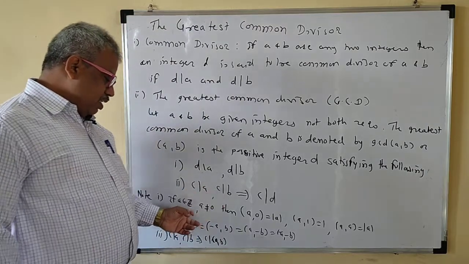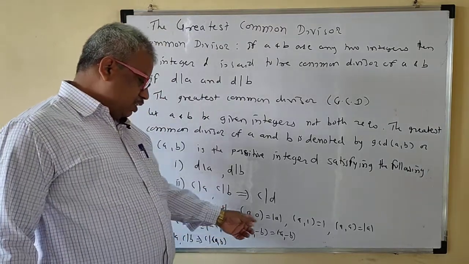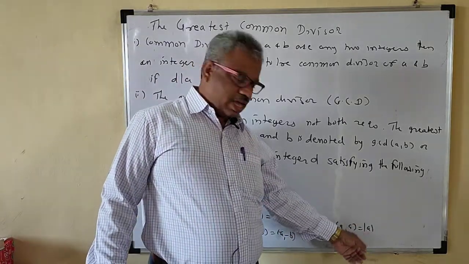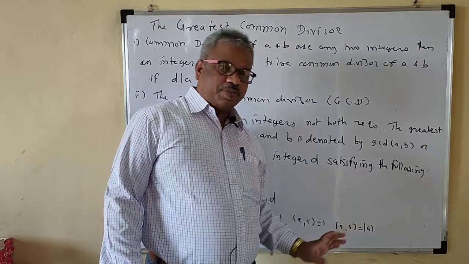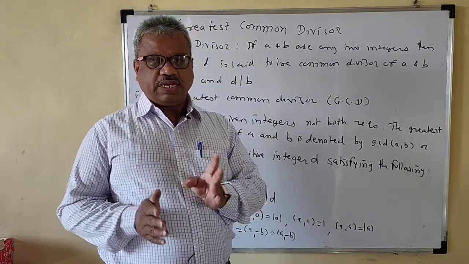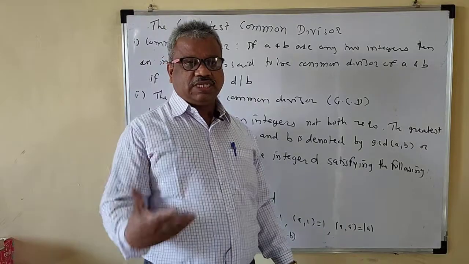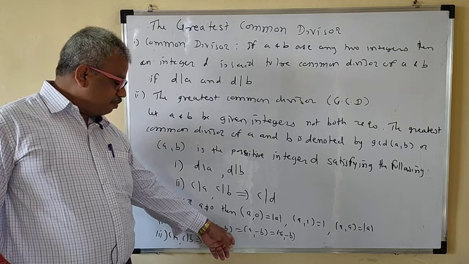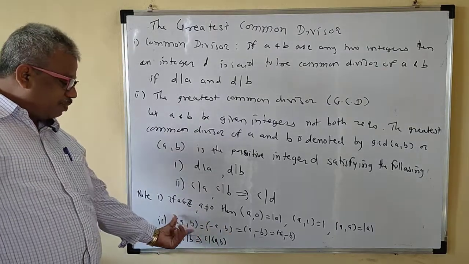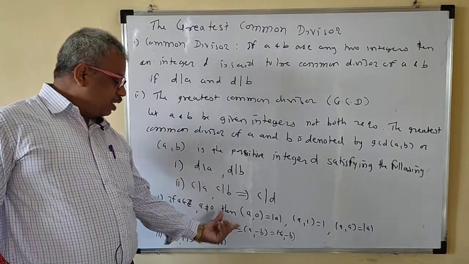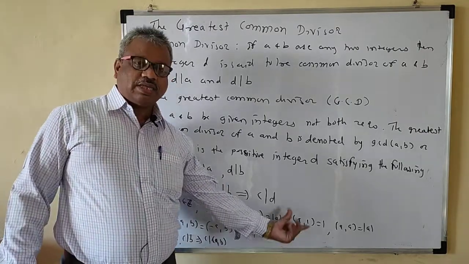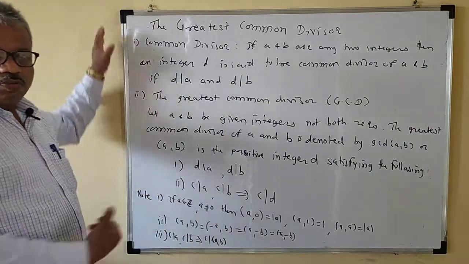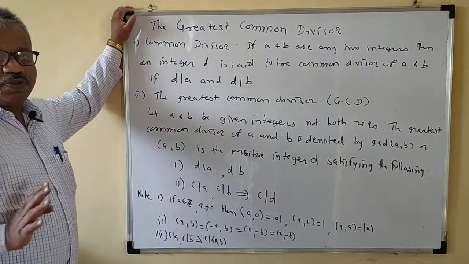We have some points. If a is an integer and a is not equal to 0, then GCD of a, 0 is mod a. GCD of a, 1 is equal to 1. GCD of a, a, the same number, is the magnitude of itself. That means GCD of minus 27 and 27 is plus 27, because GCD is always positive. Now GCD of a, b is the same as GCD of minus a, b, GCD of a, minus b, and GCD of minus a, minus b. All GCDs are the same. If one of them is minus, it doesn't matter, or if both are minus, it doesn't matter. GCD is always positive.